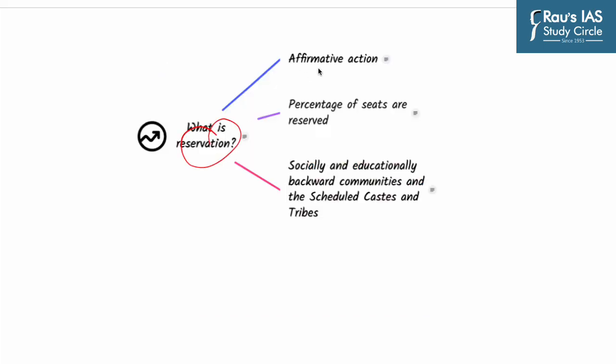Reservation is a form of affirmative action whereby a percentage of seats are reserved in the government services and educational institutions for the socially and educationally backward communities and the scheduled castes and tribes who are inadequately represented in these services and institutions. Now let's see what are the constitutional provisions regarding reservation.